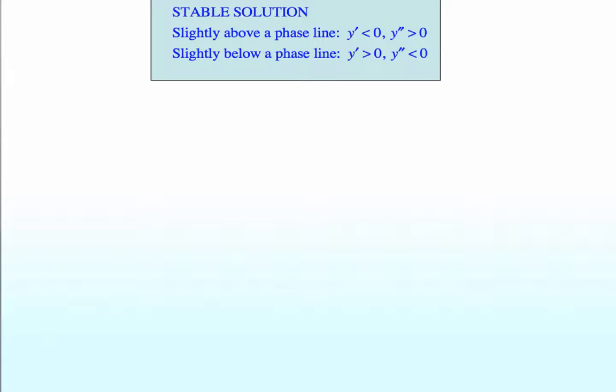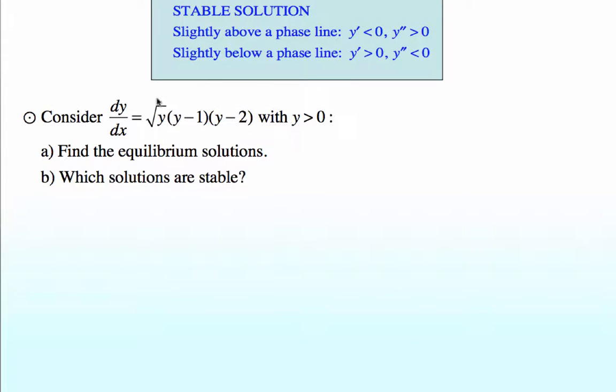Although we worked out the simplest of examples, yet we've learned something very valuable. For any stable solution of an autonomous differential equation, just above a phase line, the slope is negative and the second derivative is positive. Just below that phase line, the slope is positive and the rate of change of the slope is negative. Using this principle over here, we're going to find whether more complicated equations have stable or unstable equilibrium solutions. Let's now consider this autonomous differential equation.